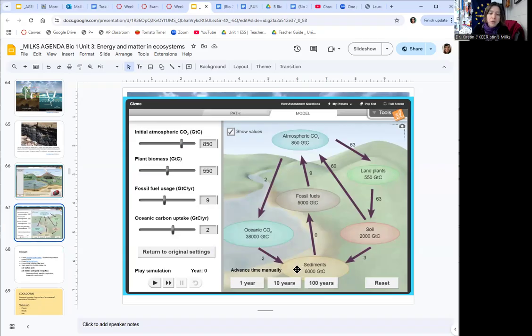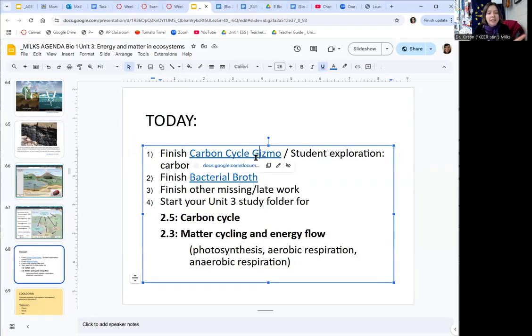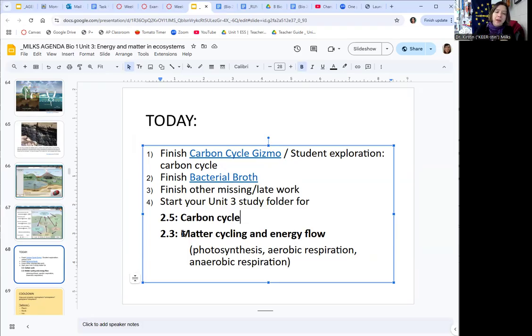And so in this story about how we can balance them, trying to figure out how much we'd have to cut our fossil fuels, how many plants we'd have to grow, that's an important thing that real life scientists are thinking about right now. So if you haven't finished the carbon cycle gizmo, now is the time to do that. If you have not finished bacterial broth, now is the time to do that.